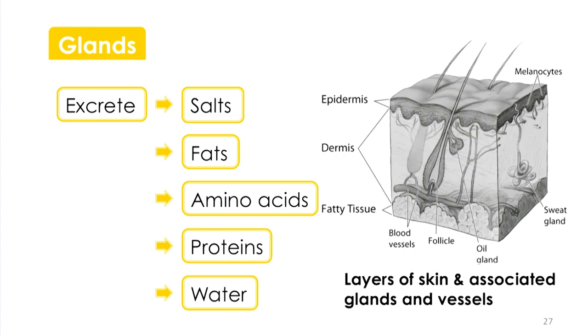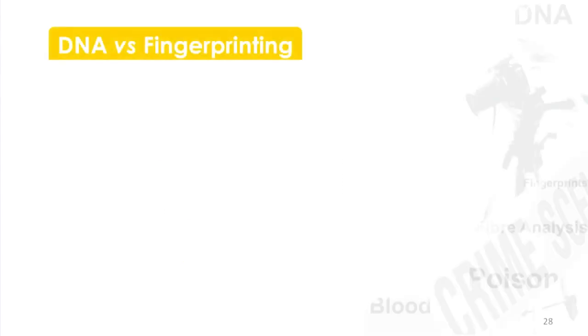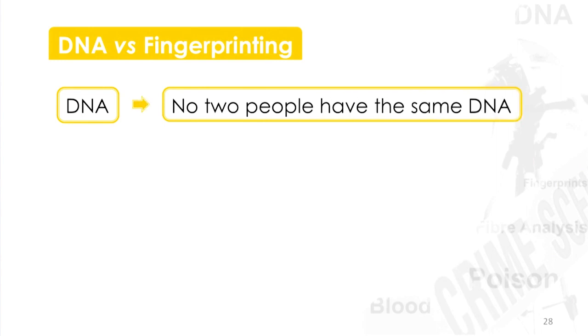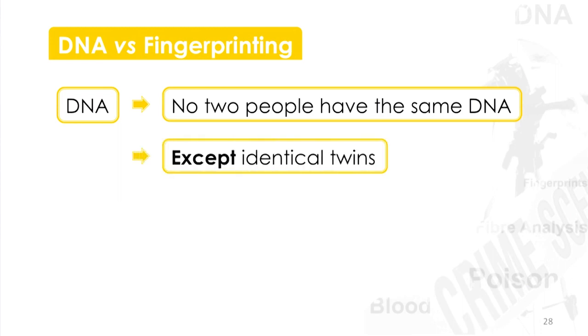Now let's compare fingerprints to DNA. With DNA technology, we can statistically calculate that no two people have the same DNA. Or, to be correct, we can statistically calculate that the likelihood of two people having the same DNA is minute and vanishingly small. Except, of course, for identical twins, as we have discussed in the DNA lecture.